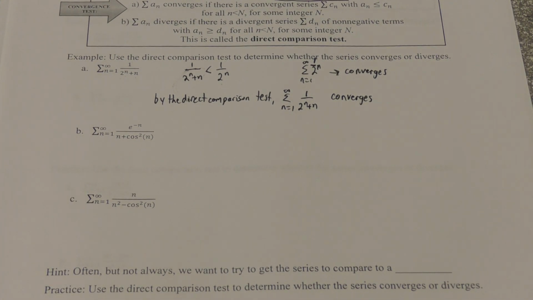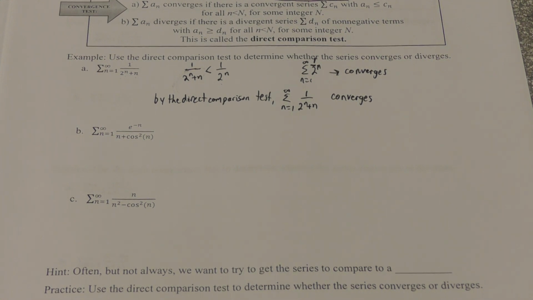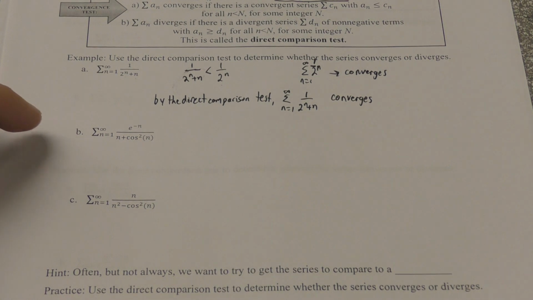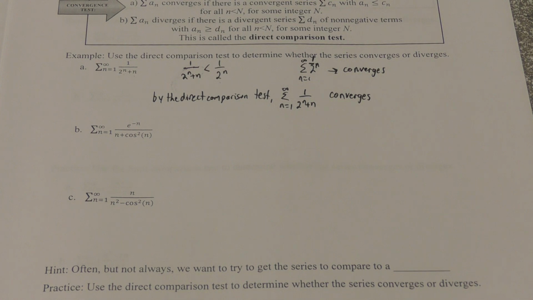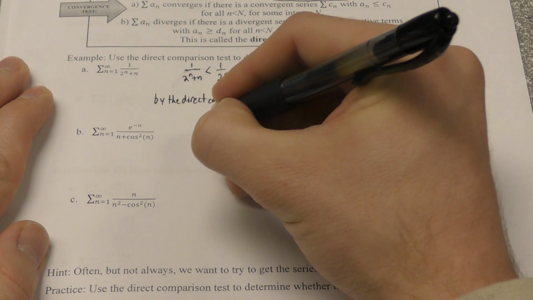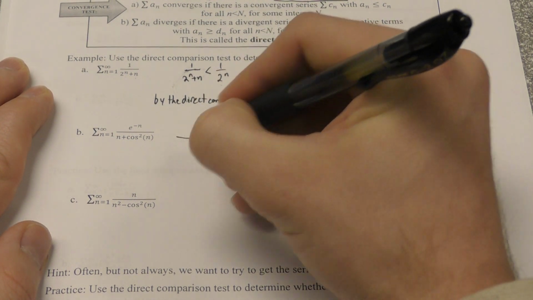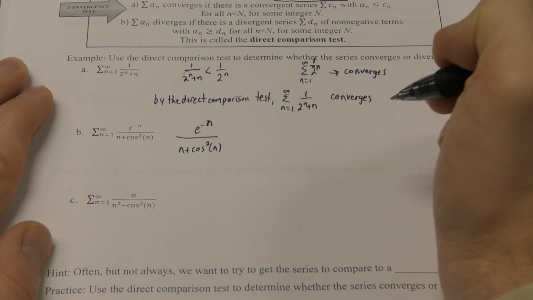Okay. In this case, I'm looking at what looks to be a slightly more complicated situation. I have e to the negative n over n plus cosine squared of n. First, are the terms going to be non-negative? If I plug in n's going forward, yes, because this cosine is squared, it's always going to be positive, right? All right, so what do I know? I can do a series of observations here.